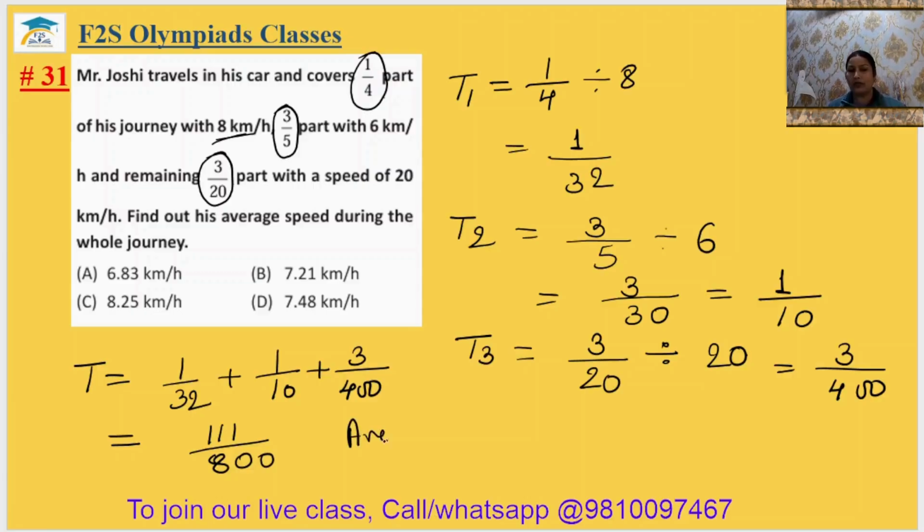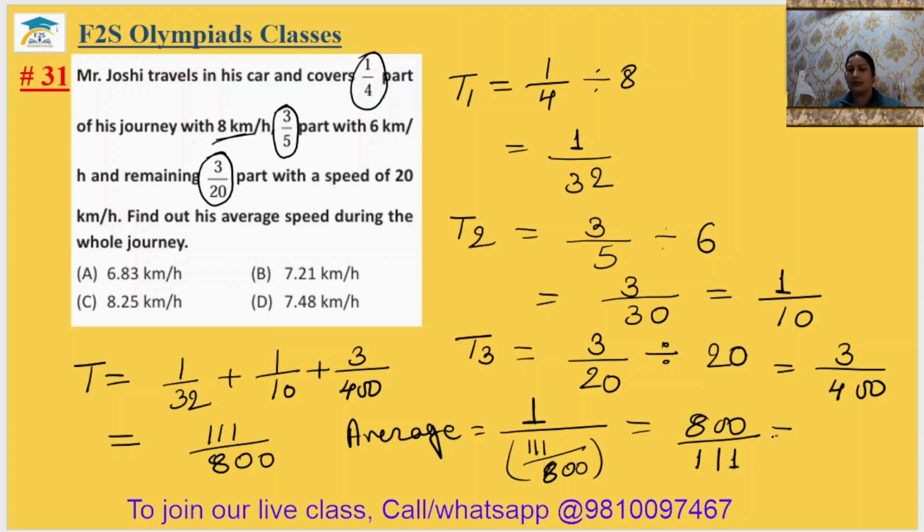Now we have to calculate the average speed. Average speed is the total distance, that is 1, upon the total time taken, that is 111 upon 800. After dividing it, it will be 800 upon 111. After converting it to decimal, you will get 7.21 kilometers per hour. It is available in option number B. So the 31st answer is option B.